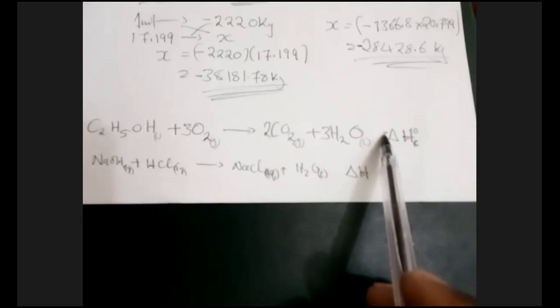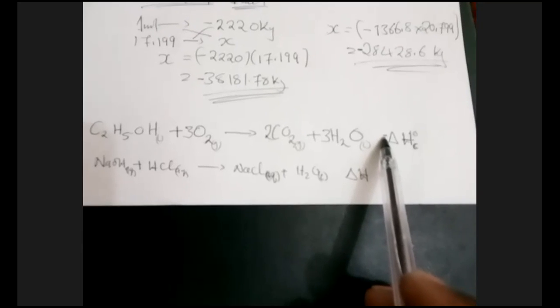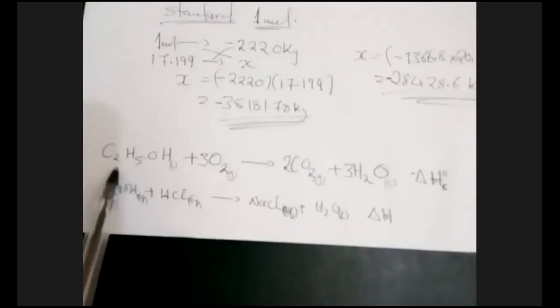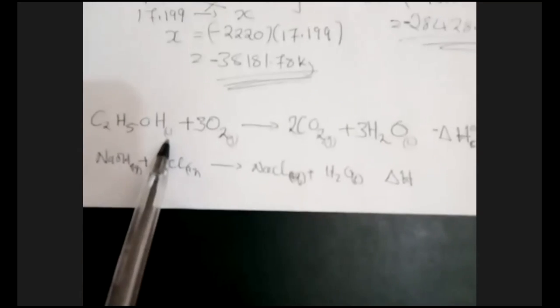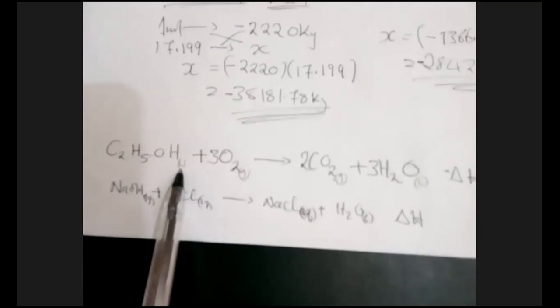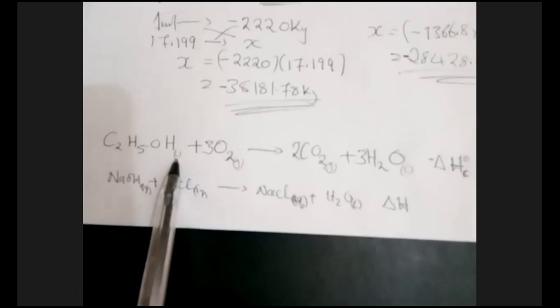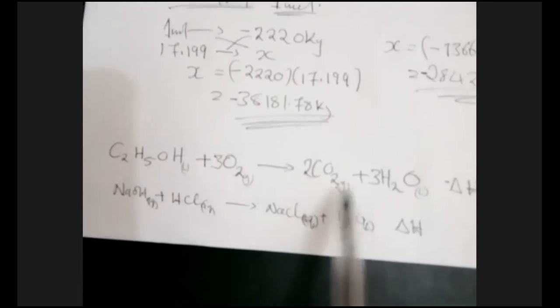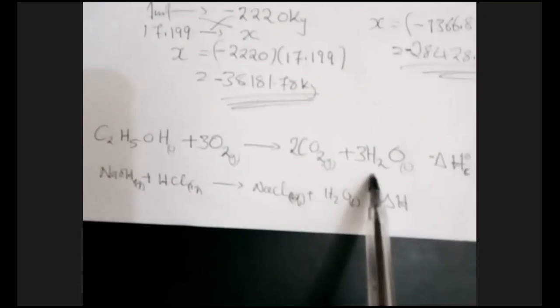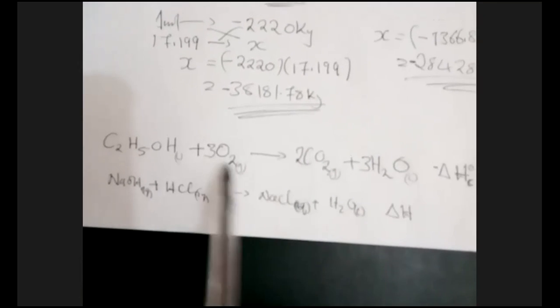Now, every time you write an equation, it should have state symbols and it should be balanced. So if you check here, ethanol has a subscript L representing it is in liquid form. We all know ethanol is an alcohol, therefore it is in liquid state. And then you have gaseous oxygen that is used for combustion, gaseous carbon dioxide being produced, and liquid water being produced. So the equation, irrespective of that, the atoms should balance.